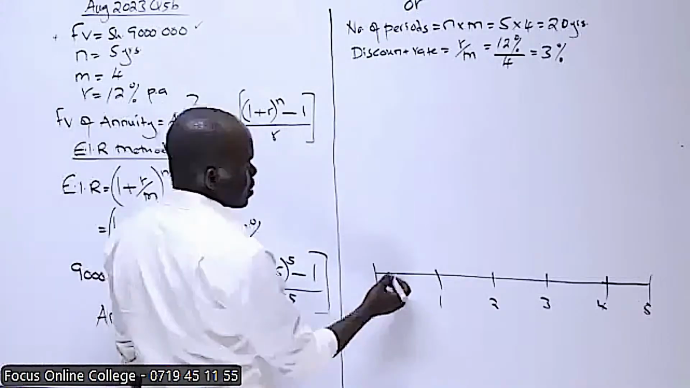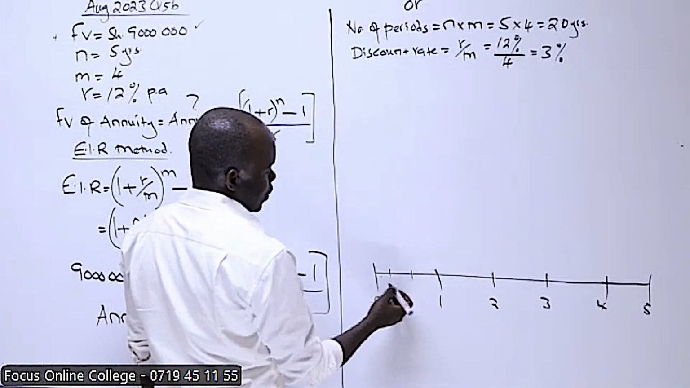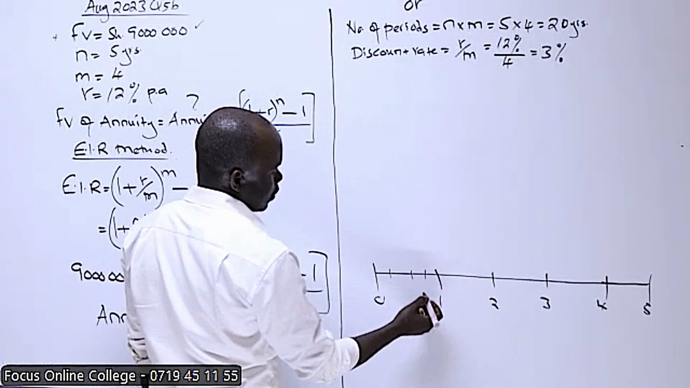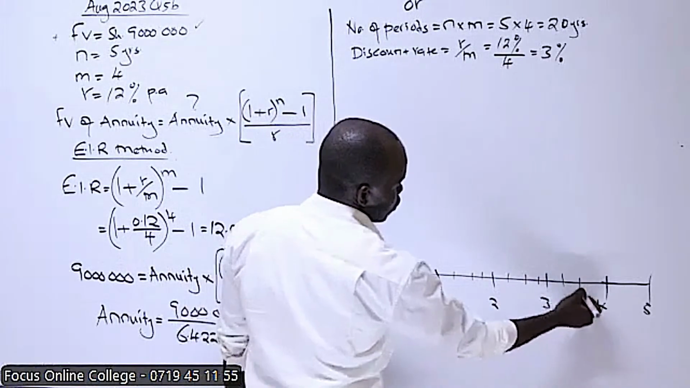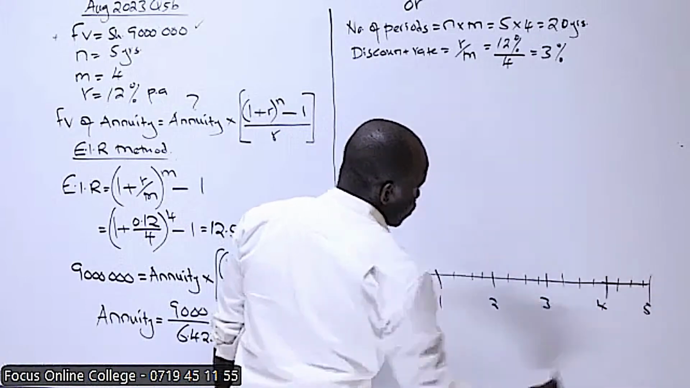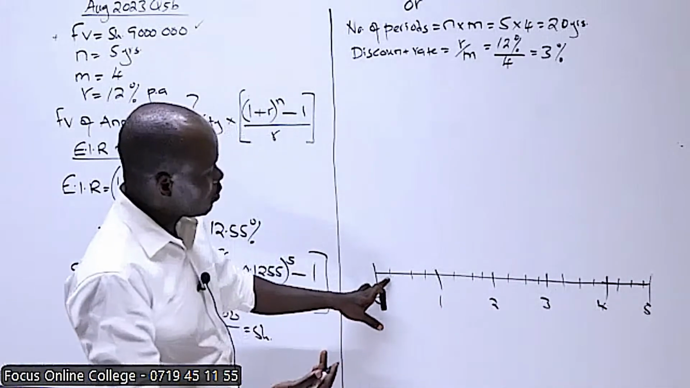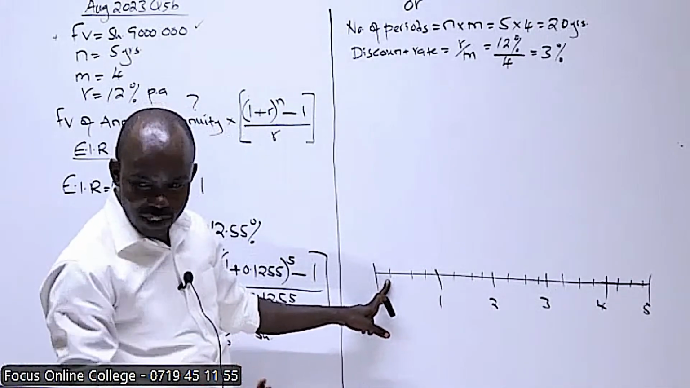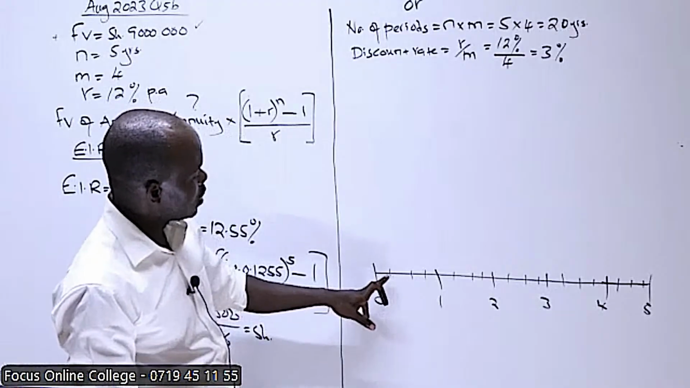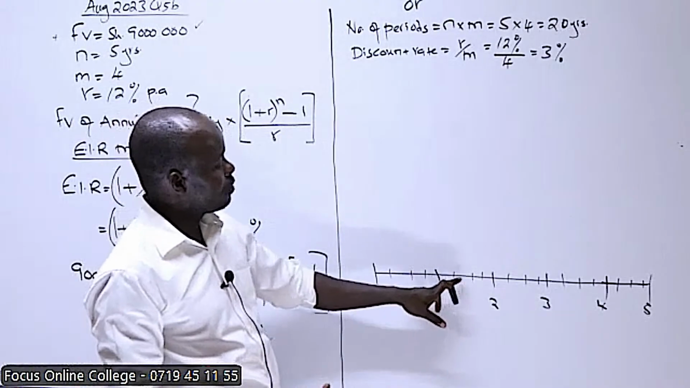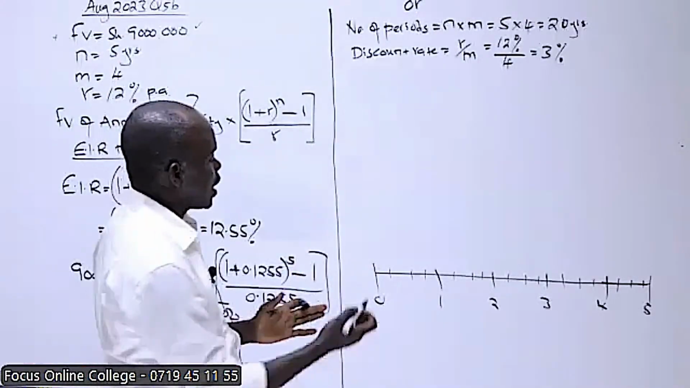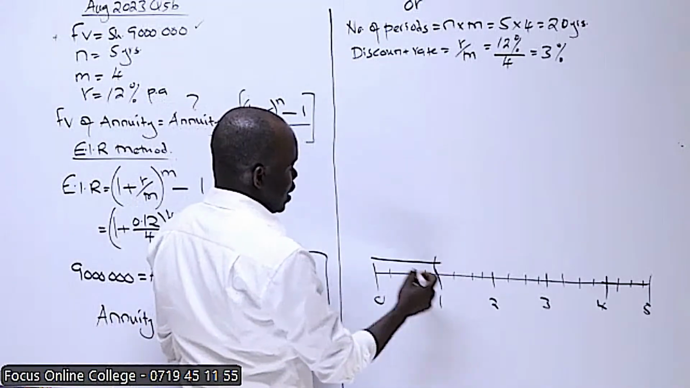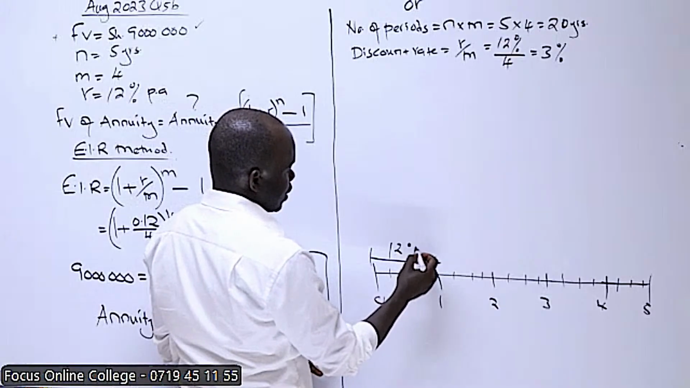So there are other periods here: 1, 2, 3. 1, 2, 3. 1, 2, 3. So these are not the period, because compounding is occurring quarterly. We are supposed to count this 1, 2, 3, 4, 5, 6, 7. They will be 20. Then the interest rate that we have is for 1 year, 12%.